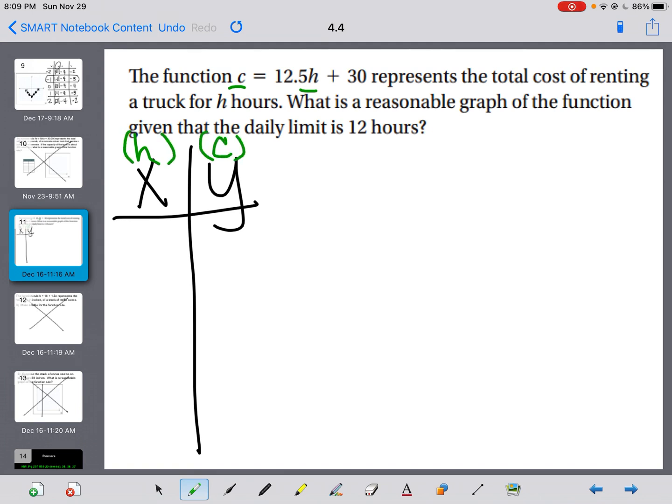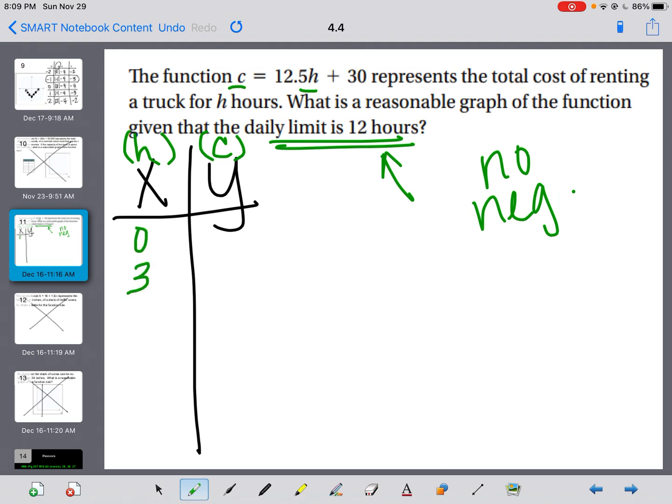Okay, so when I pick times, know that my daily limit is 12, so I don't need anything higher than 12 in my X's. And does it make any sense to have negative numbers? Can you use a truck for a negative amount of hours? No. So I don't need any negatives. And my limit is 12 hours. So there's my range right there. Just so I can get all the way to 12, I'm going to go 0, 3, 6, 9, and 12. Then I'll know my total range.